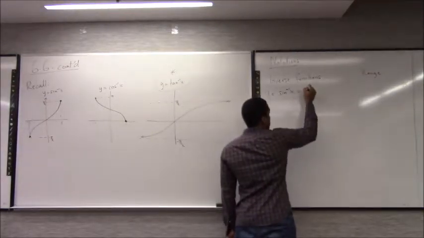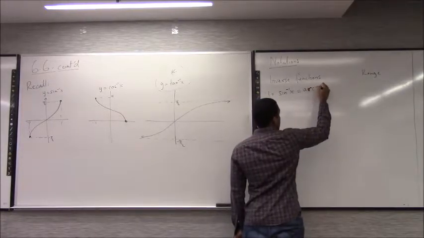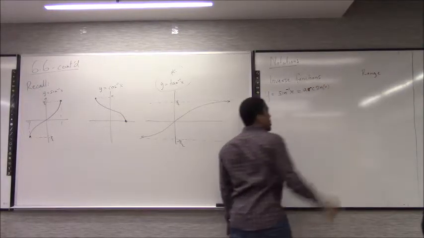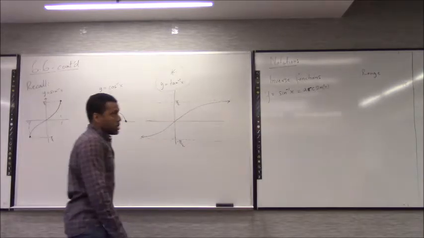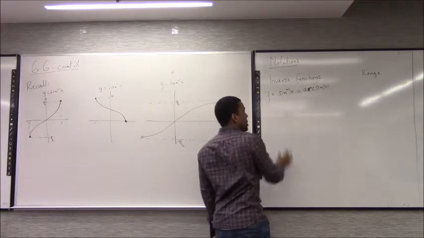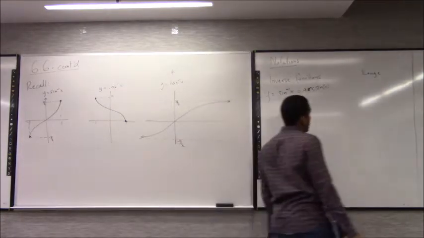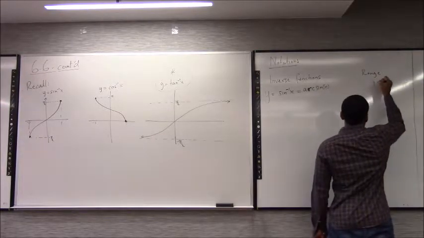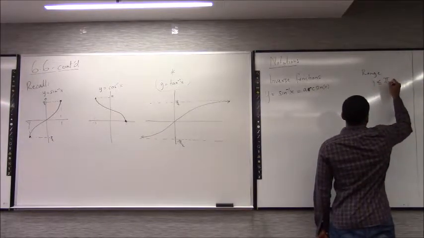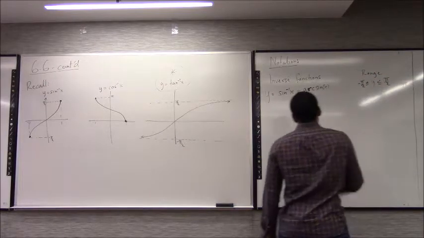Sometimes to avoid confusion, you might hear this called arc sine, A-R-C sine of x. You might see that in a textbook from time to time or in other sources. Just don't be confused. It's just another name for this, because this notation is confusing with the negative exponent. And we also know that the output here is only from minus pi over 2 to pi over 2.